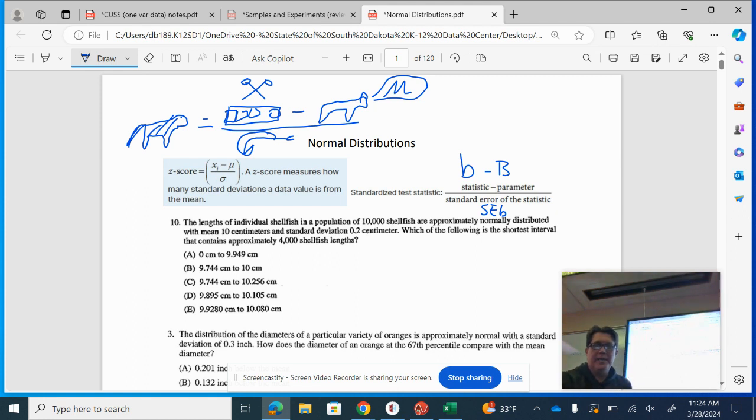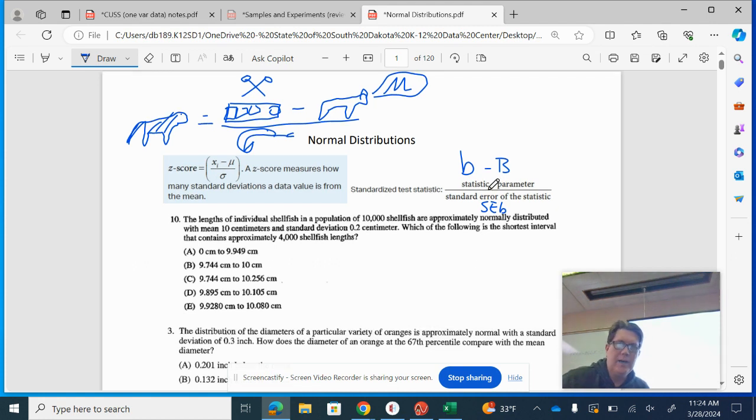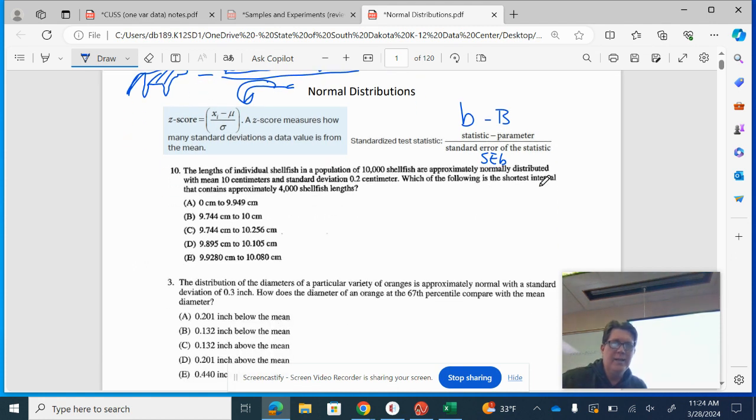Okay, but let's jump into some AP stats type questions. This one's a pretty good review question. It says the lengths of individual shellfish in a population of 10,000 shellfish are approximately normally distributed. So as soon as it says normally distributed, and then gives you a mean and a standard deviation, you know that's a z-score. Now you can use a normal CDF. So have your normal CDF function on your calculator ready.